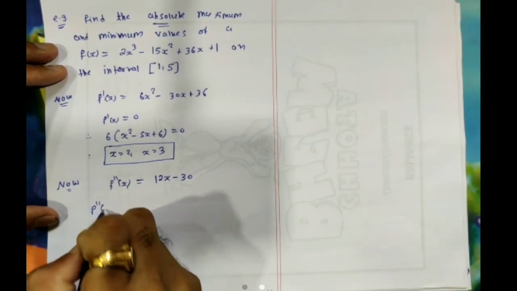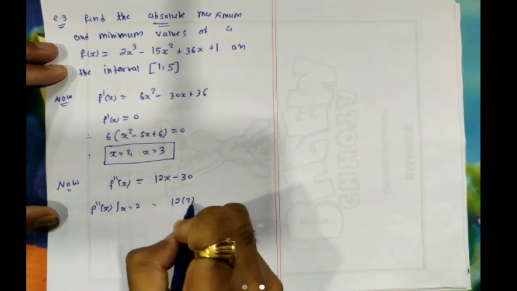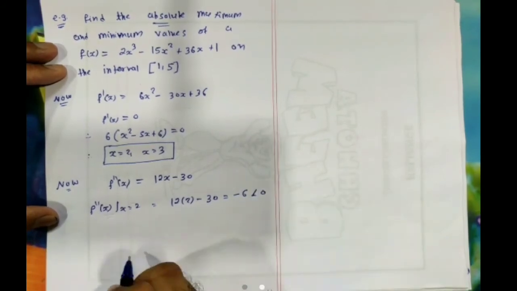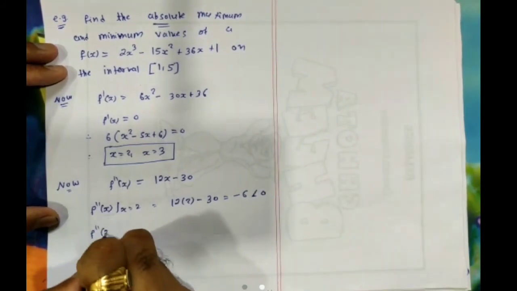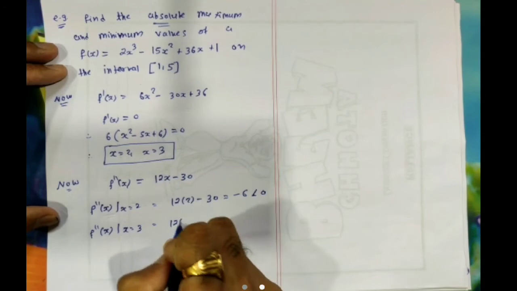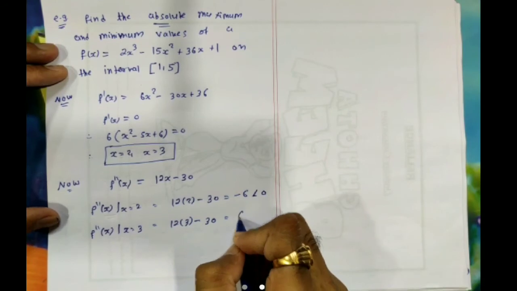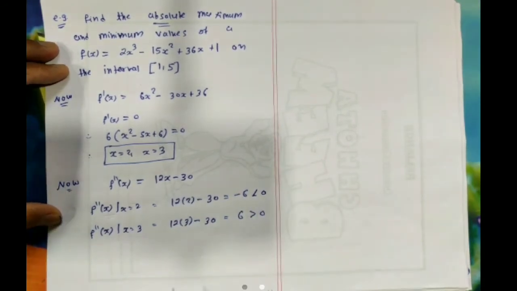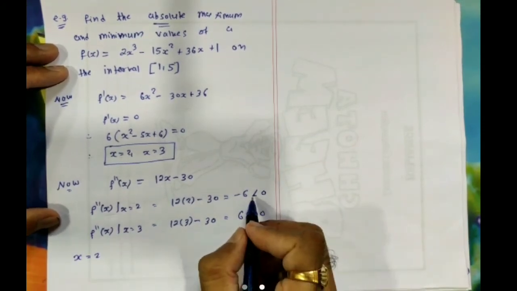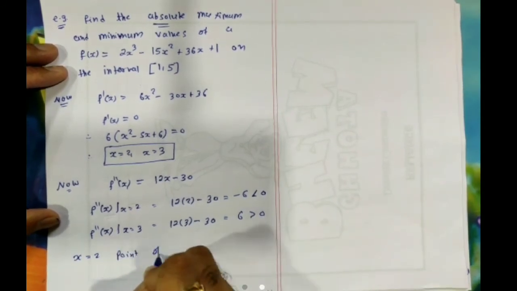So f double dash x at x equal to 2 will be 12 twos are 24 minus 30, which is minus 6, less than 0. And f double dash x at x equal to 3 is 12 threes are 36 minus 30. So it will be 6, greater than 0. Done. So at the point x equal to 2, f double dash x is less than 0, so it will give the point of maxima.